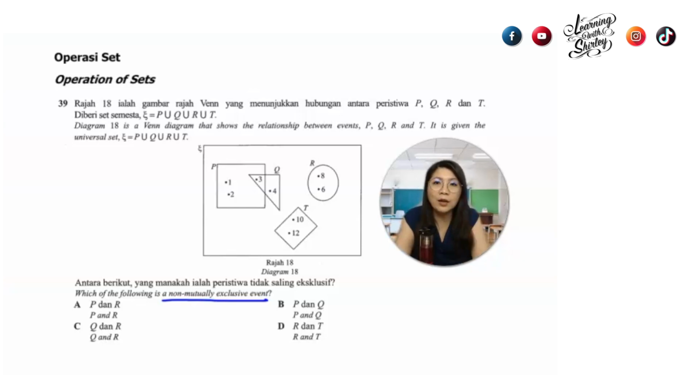So let's look at the diagram. In the universal set P, Q, R, T, which one is intersecting, has an intersection? It seems that here there's an intersection, right? So the answer is set P and Q. They are non-mutually exclusive events. So A, B, C, D, the answer is B.